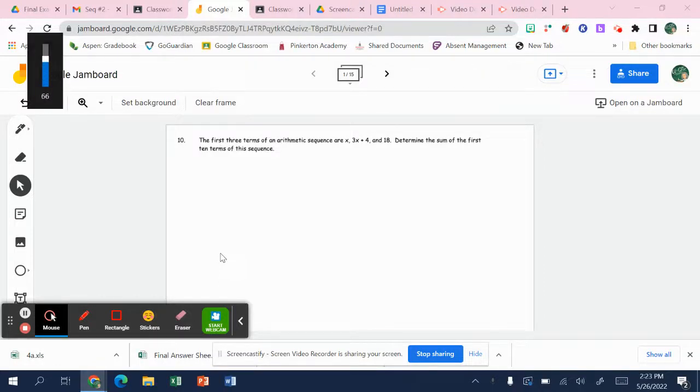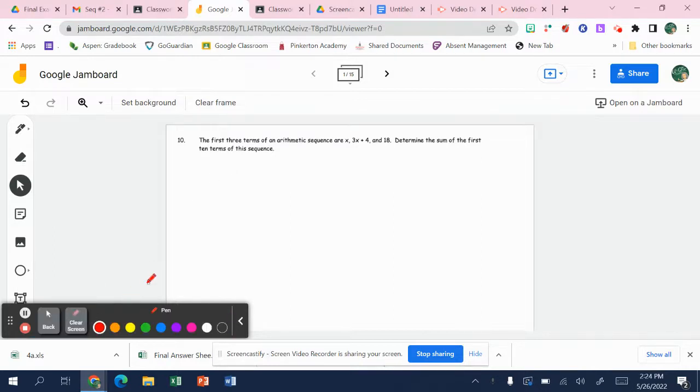Right. So the first three terms of an arithmetic sequence are x, 3x plus 4, and 18. Determine the sum of the first 10. So they're asking me for the sum. So let's first go to that equation. I know the sum is going to be n over 2 times a1 plus an.